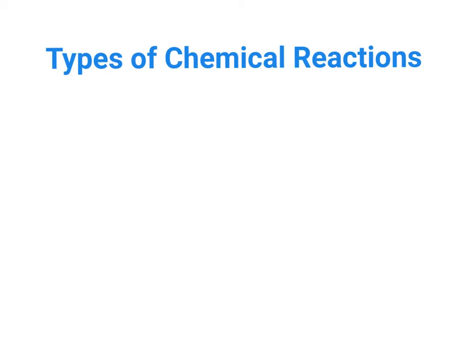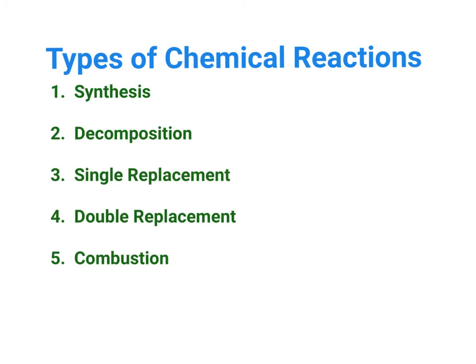This video serves as an introduction to chemical reactions, as well as how to identify the different types of chemical reactions and what's expected of you to know about each of them. So there are 5 types of chemical reactions, and they are synthesis, decomposition, single replacement, double replacement, and combustion.